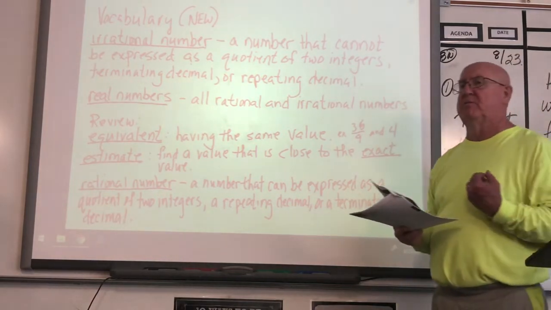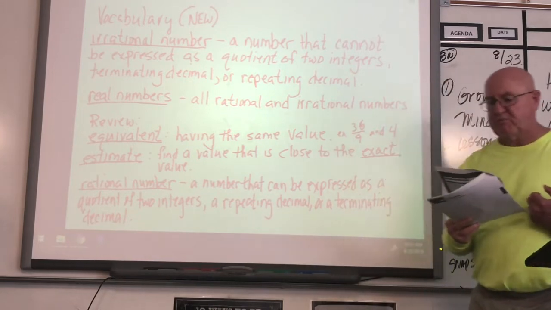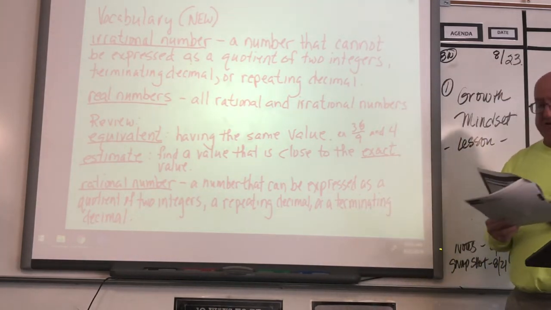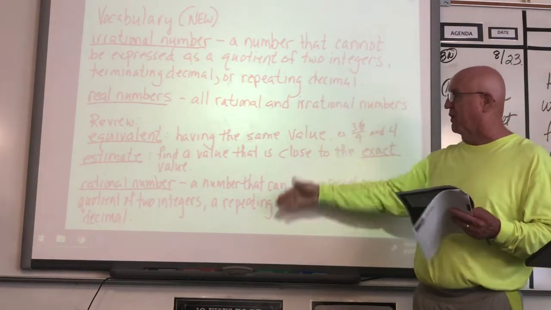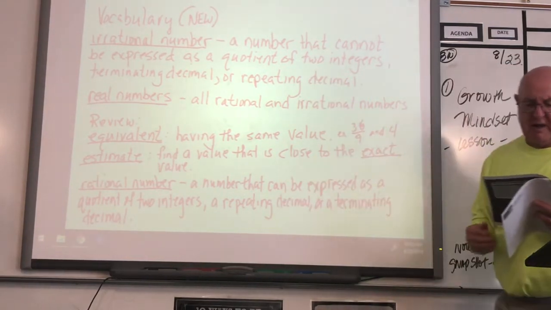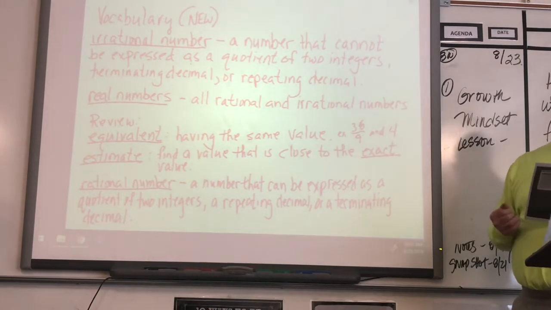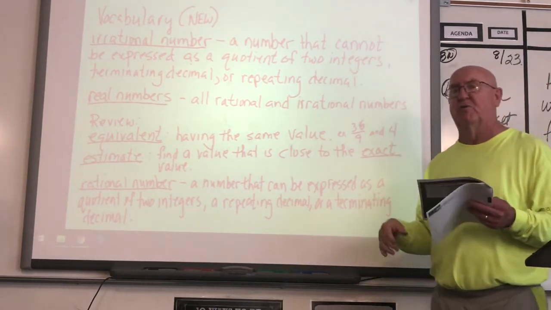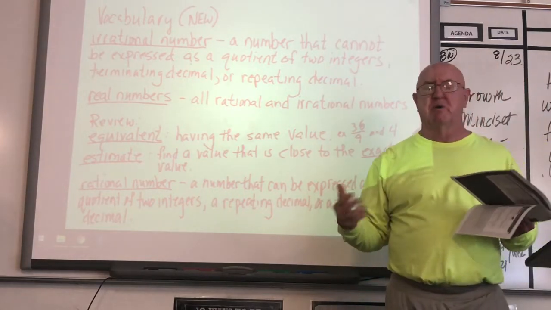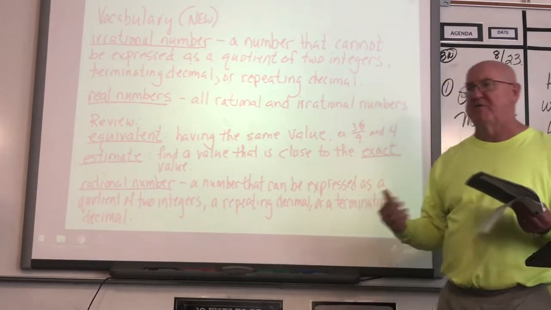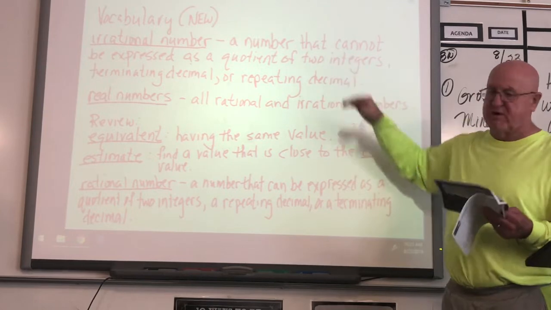So the objective of this lesson is to understand what rational and irrational numbers are. And these two definitions are what we're working to get an understanding of. Then we need to be able to identify rational and irrational numbers. So when I give you a number like the square root of 2, is it rational or irrational? Well, we'll have to find out based on these criteria, all right?